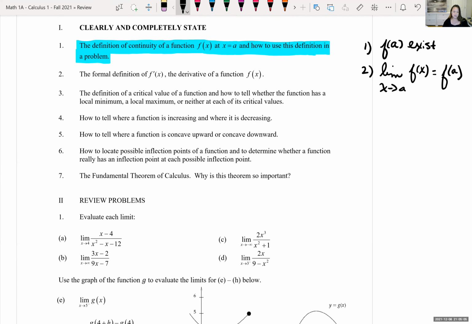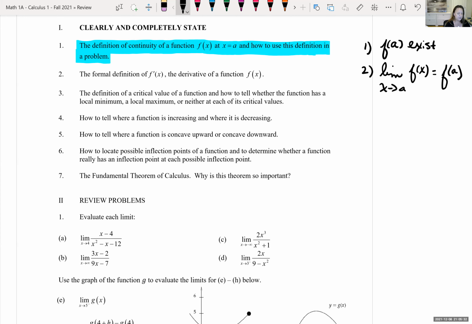Okay, so we can use that definition to help us see if something is continuous at a value x equals a. So we would plug in a into the original function, see what value that was. We would look at the limit as x approaches a on the left and the right, show that they are the same value. And then we'll show that that same value is the same thing as f of a.